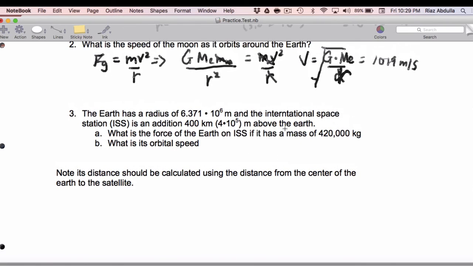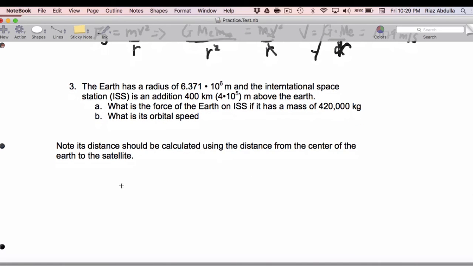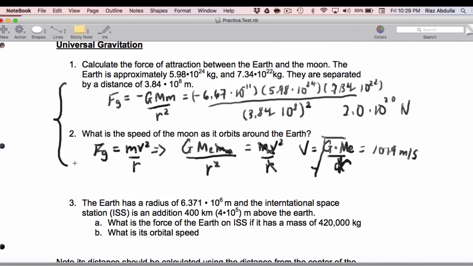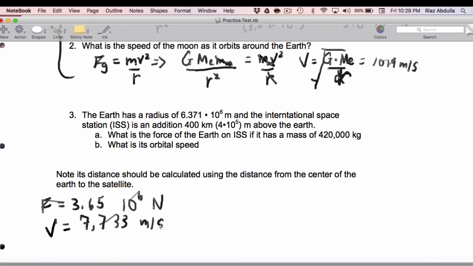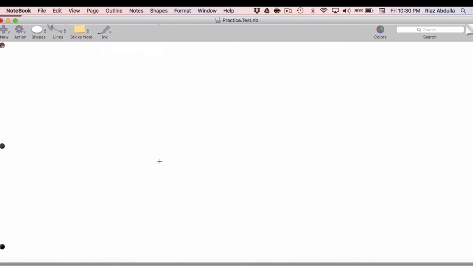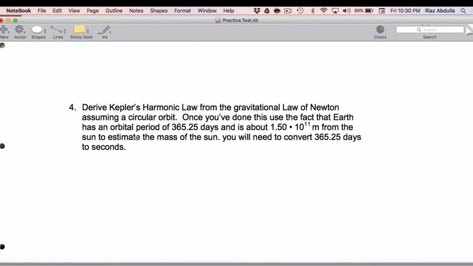Now, for number 3, we want to know what's the force on the ISS and the orbital speed of the ISS. I'm going to actually let you use these two things to help you set it up, but just so you know, when you're done, you should end up getting a force of about 3.65 times 10 to the 6th newtons. That'll be the force. And what you'll get for the speed is 7,733 meters per second.